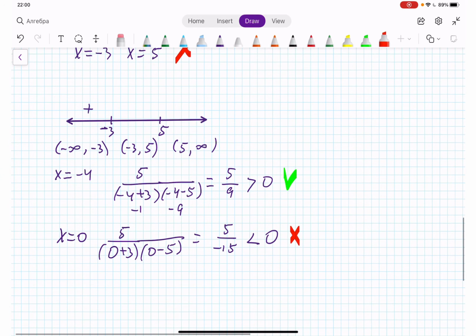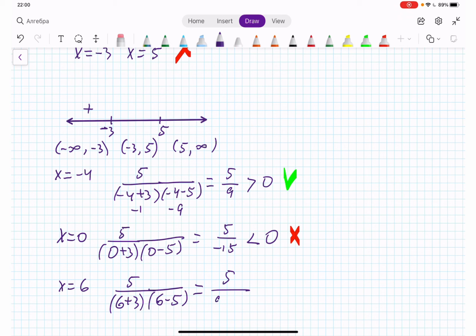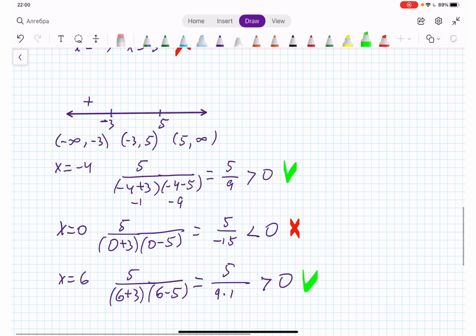And lastly, 5 to infinity, I'm taking x equal to positive 6. 5 over 6 plus 3, 6 minus 5. And we are getting 5 over 9 times 1, it's going to be positive, right? If it's positive, greater than 0, then it's moving into the answer. So the solution is going to be here.